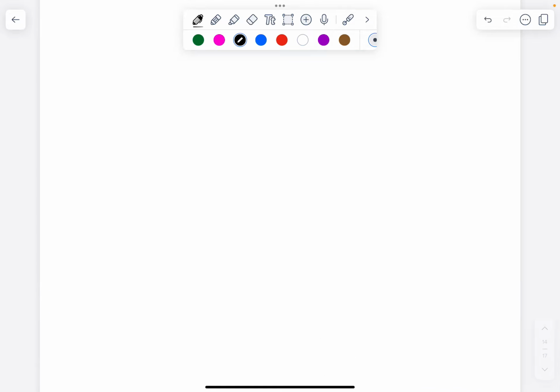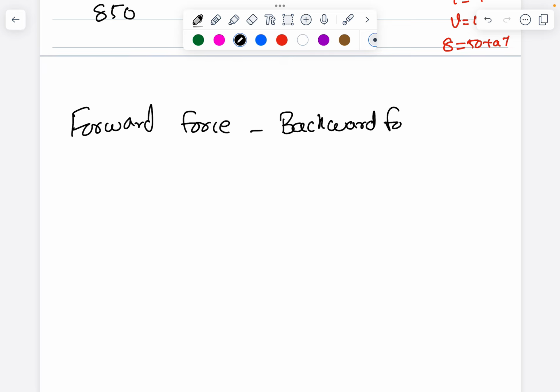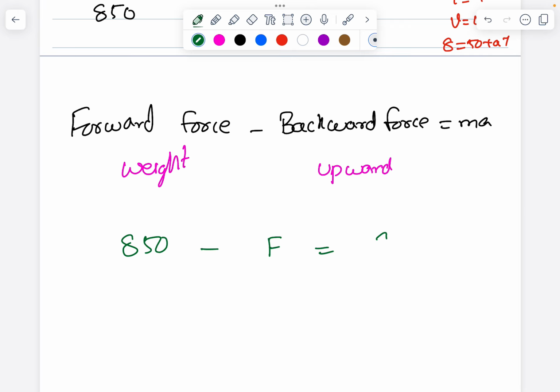Let me write it out on a fresh page so that it will be easy to understand. Forward force minus backward force equals ma. The forward force is going to be the weight, the backward force is going to be the upward force, and ma. So the weight 850 minus F equals mass 85 times deceleration, which we don't know.